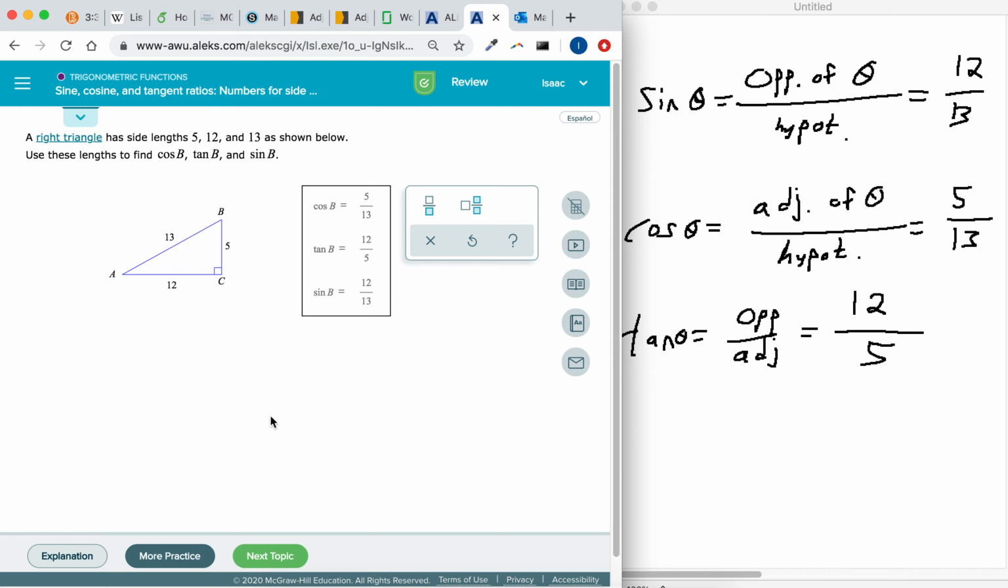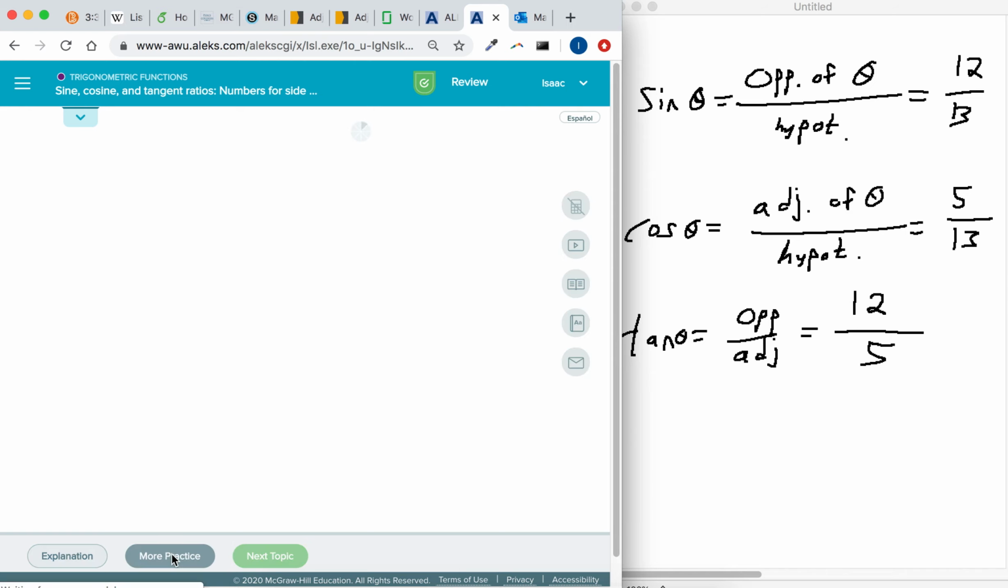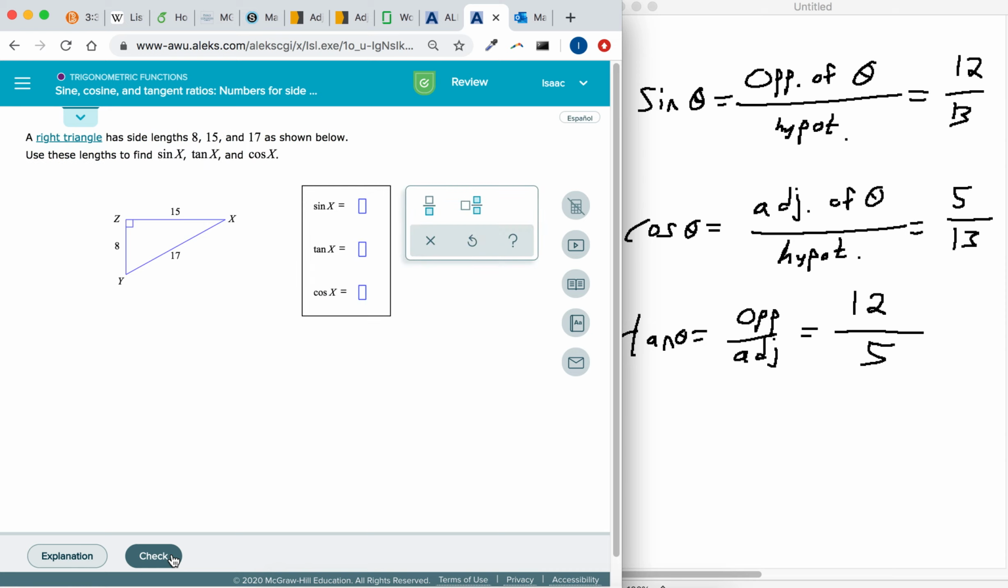Let's see if it's any different in the next one. No, same type of thing.